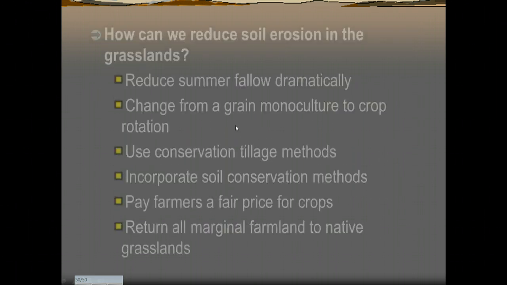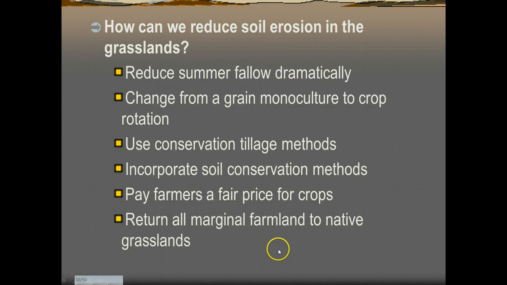And then just very quickly here, the last slide, what can we do? And again, you should in your project present what can be done. Here are some ideas for the grassland people that you can start with. Some are government things like paying farmers a fair price. Okay, some are things the farmers themselves should be doing.